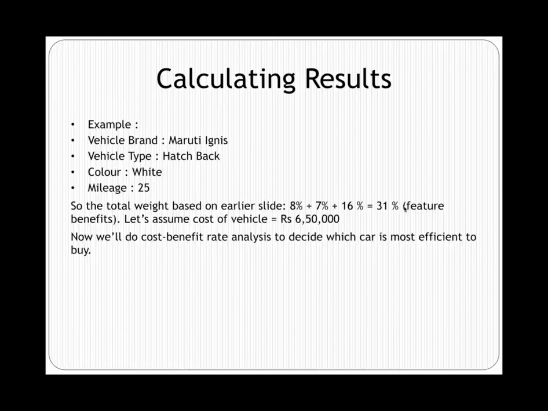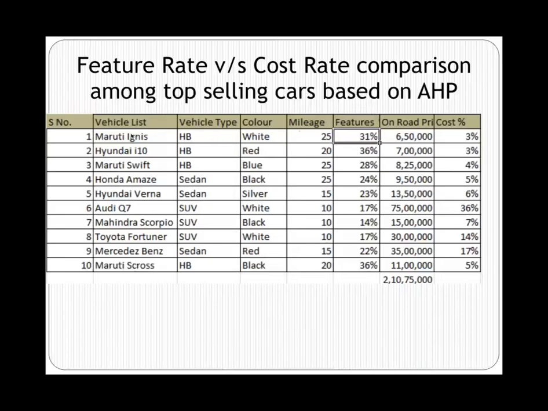Now we'll do a cost benefit rate analysis to decide which car is most efficient to buy. This car, Maruti Ignis, was the best car to buy according to the features. Now let's imagine that we have the prices also. So these are the cars, vehicle type, color and mileage. These are the features that we just added. So you can see Maruti Ignis will have 31%, Hyundai i10 will have 36%.